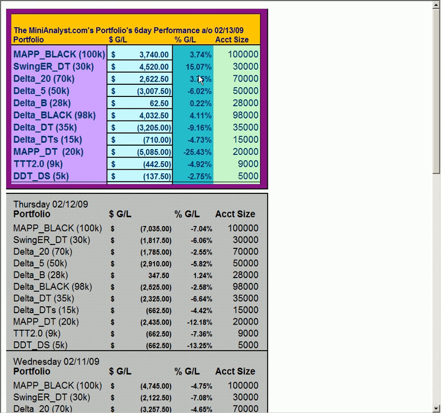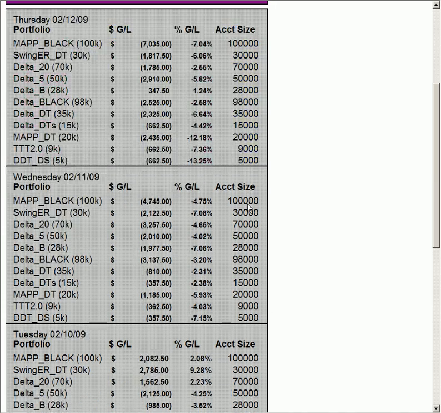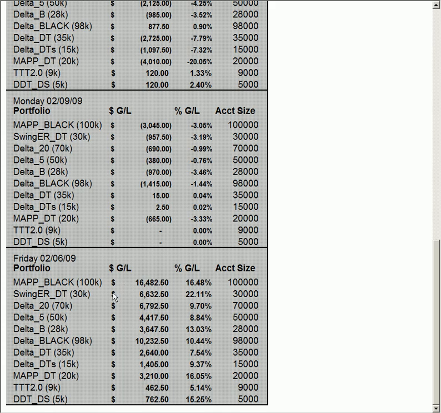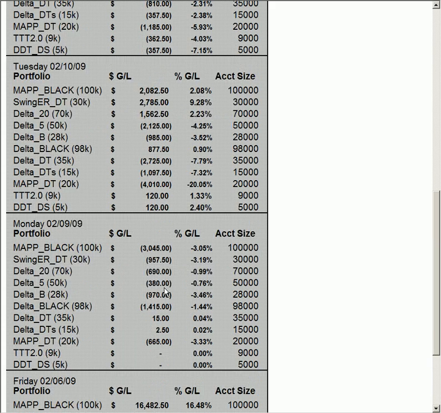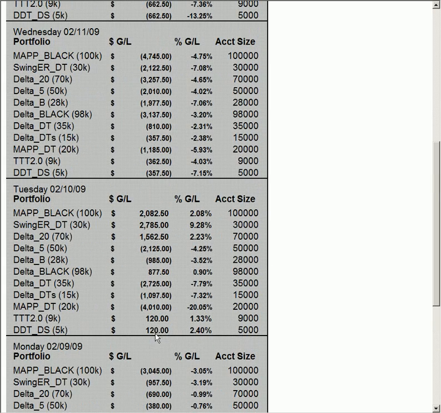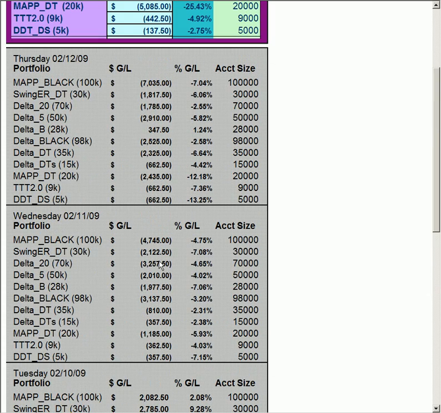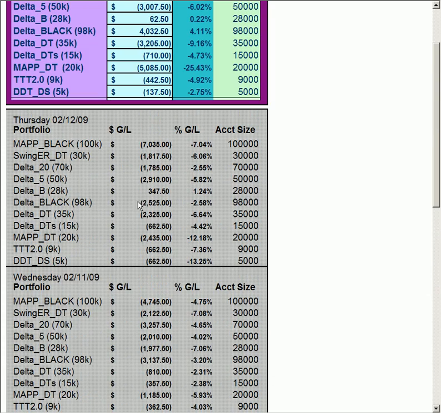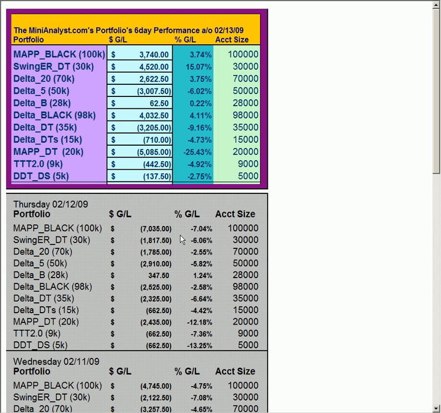If you guys are interested in Swinger DT, we do have a promotion going on for the Swinger DT, but over the last few days, last Friday, up 17,000 for black, down 3,000 for black the next day. No trades for the dual day trader, small losses. Kind of a mixed scenario on Tuesday. Wednesday losses, Thursday losses, and today we're about flat. So it has been a choppy environment, with an advantage to the downside.